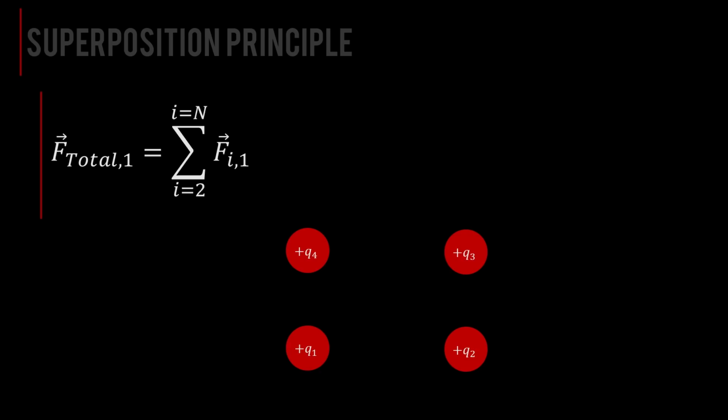So let's go through this one really quickly. So we want to find the force that Q2 acts on Q1. We just draw that vector. We add that to our equation. Same thing when we do the force that Q3 acts on Q1 and Q4 acts on Q1. And that's it for Coulomb's law.